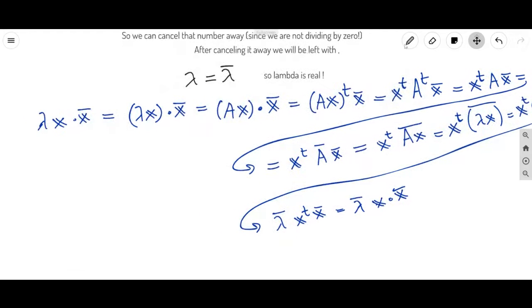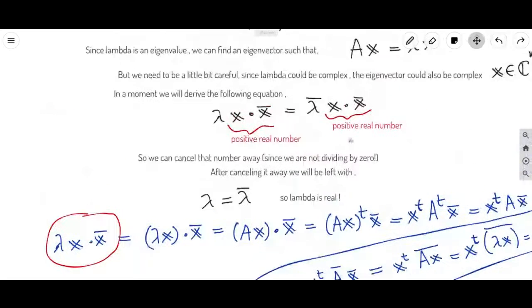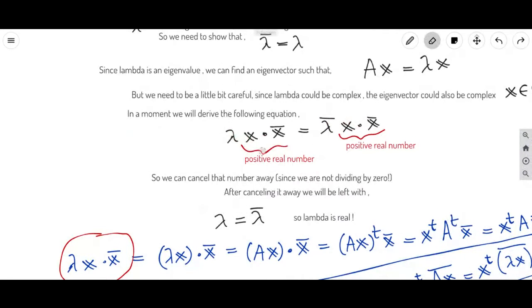So look at where we started and look at where we finished. We started with this and we finished with that. And because this is a positive real number and that's a positive real number, it can be canceled away and you're left with lambda equal to lambda bar, which means that the eigenvalues are real. So it must be a real eigenvalue. So that's one nice property.